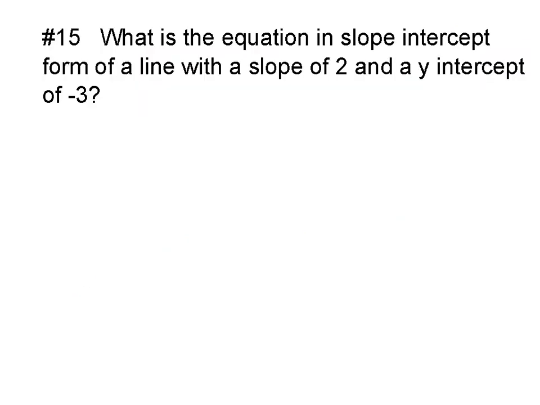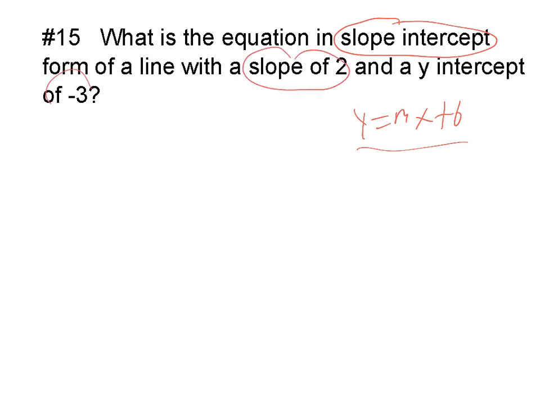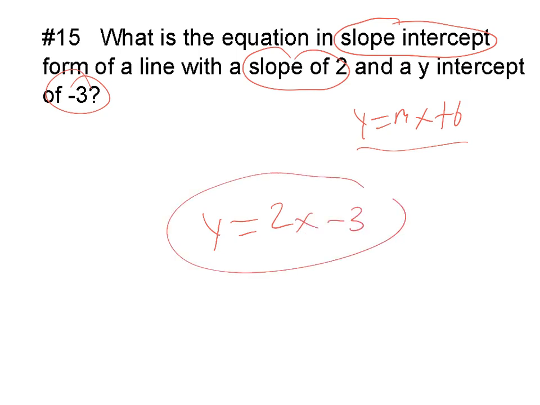Number 15, then, they just want you to write an equation in slope-intercept form, right? That's this, the one we've been using so much this chapter, right? And it tells you the slope and the y-intercept. That's really easy. So if they tell you the slope is 2, put that before the x. And if they tell you the y-intercept is that, put it at the end, right? So that's a really simple one. Do that while it's fresh in your mind.